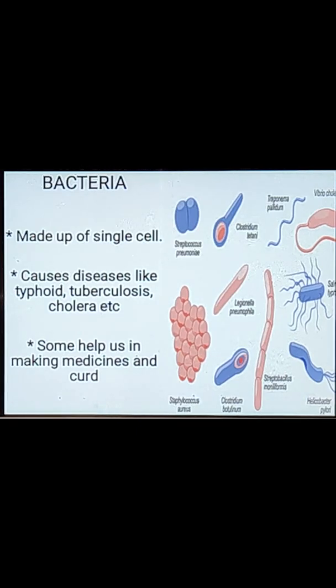So bacteria are those types of microorganisms that are made up of a single cell. We human beings are made up of millions and trillions of cells, but bacteria are made up of one cell only. They can cause diseases like typhoid, tuberculosis, also known as TB in short form, and cholera. These are diseases caused by bacteria. And some bacteria are very useful also in making medicines.